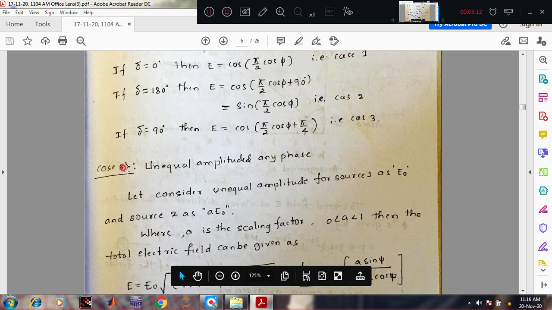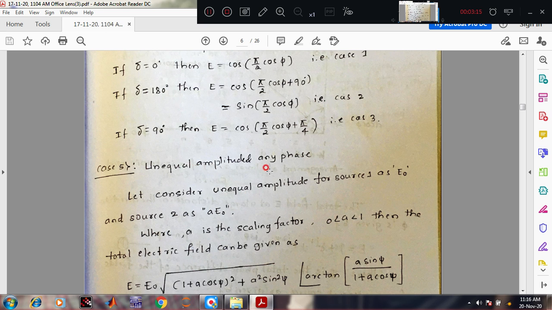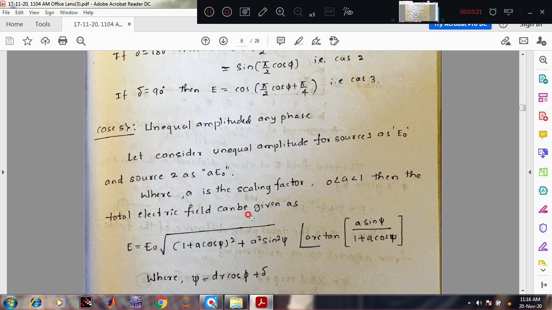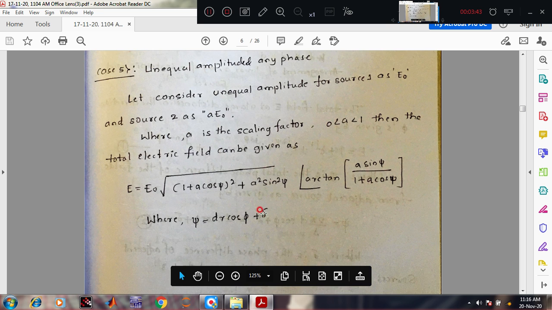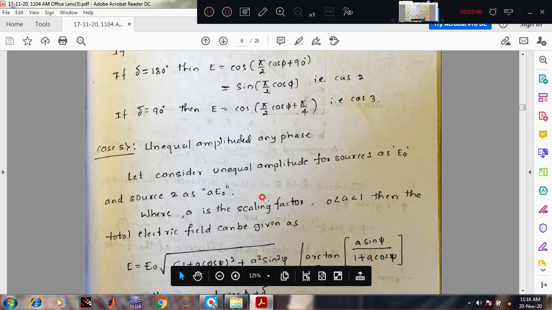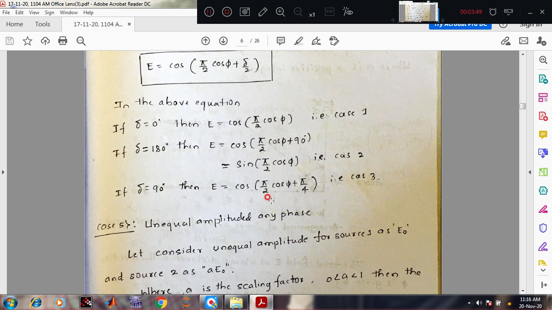So the last case, that is case 5, unequal amplitude at any phase. Let's consider the unequal amplitude for source 1 as E naught and source 2 as A E naught, where A is a scaling factor in the range of 0 to 1. Then the total electric field can be given as E is equal to E naught under root of (1 plus A cos psi) squared plus A squared sin squared psi, with an angle arc tan of A sin psi whole divided by 1 plus A cos psi, where psi is dr cos phi plus delta. So in these cases 1, 2, 3, 4, 5, cases 1, 2, 3, 4 are very important from the exam point of view, right?